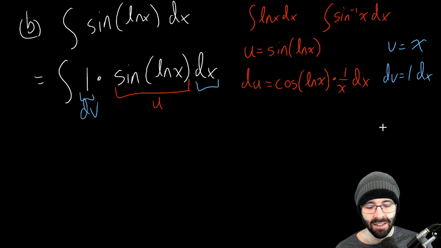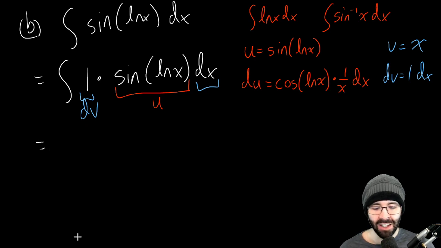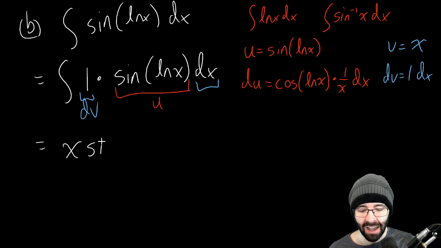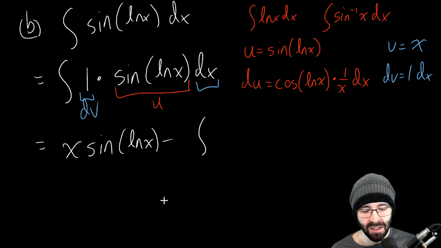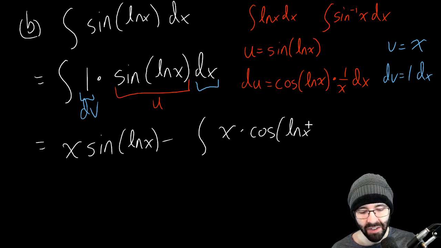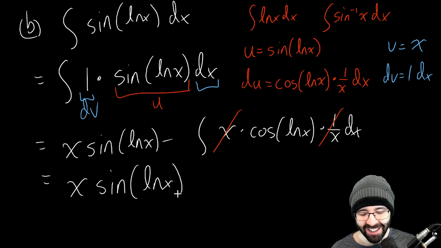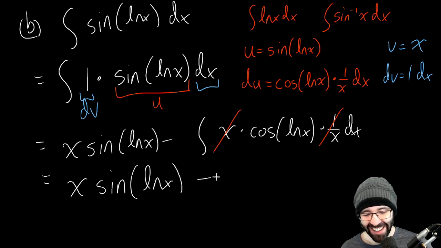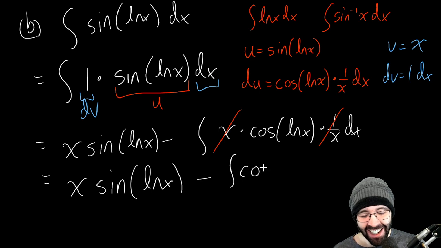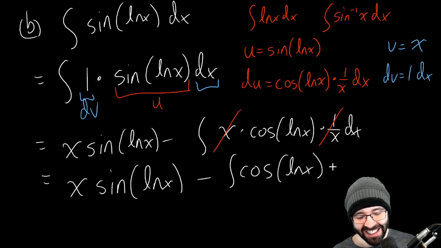Just x. So integration by parts is going to say u times v, which is x times sine of natural log of x, minus the integral of v du, which is x times cosine of ln of x times 1 over x dx. We get some cancellation here. What have we got? x sine of ln x. I love this example. Minus the integral of cosine of ln of x dx.